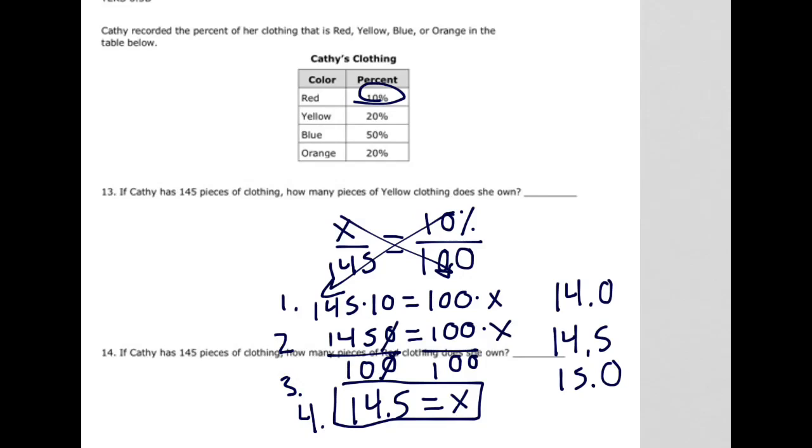If we were to judge which one would be the best, I'd probably say 14 would have been the best answer, just because you wouldn't round clothing up. If you have half of a shirt, then really you only have 14 pieces of clothing. So I would say the best answer would be 14, but I would have accepted 14 and 5/10 or 15.